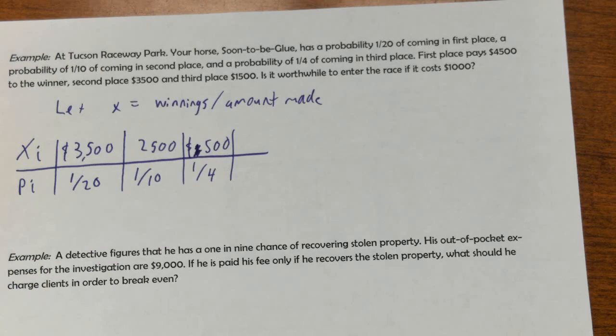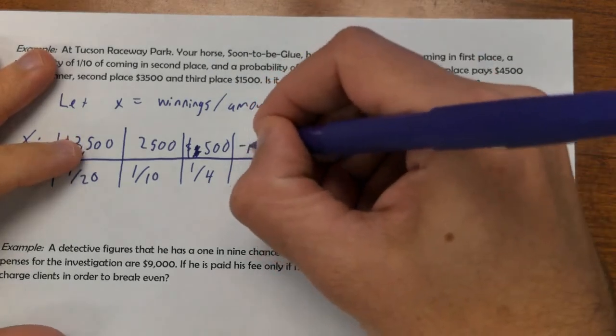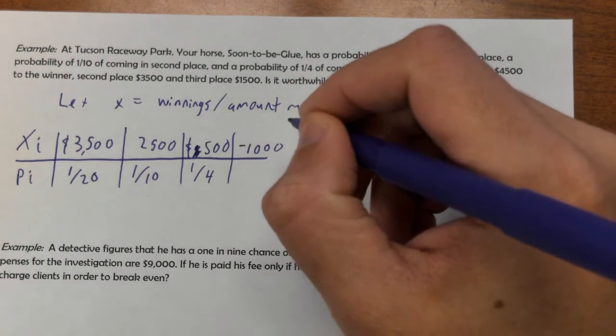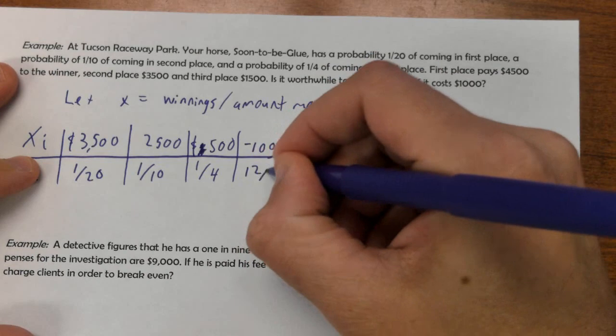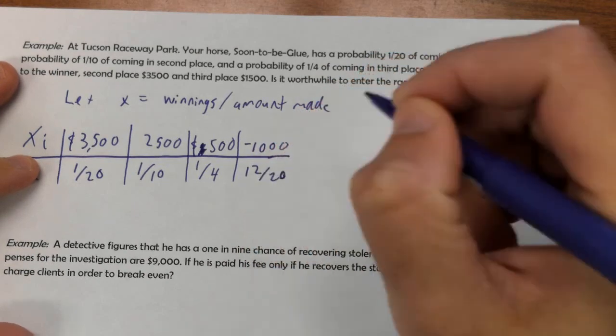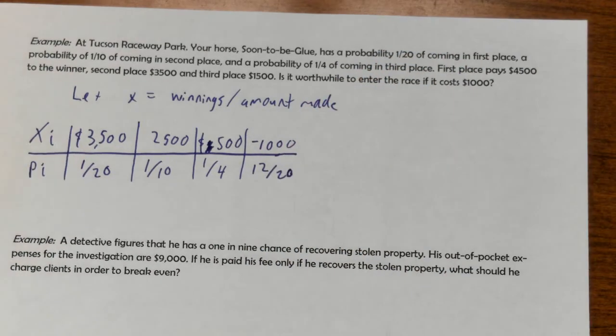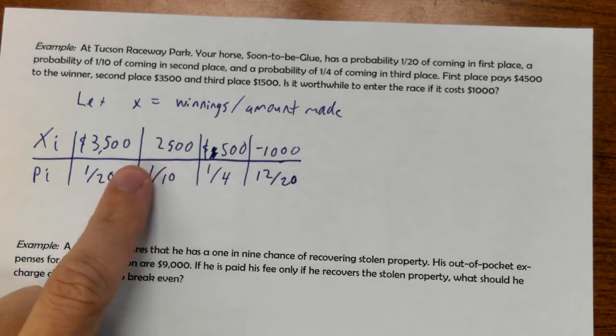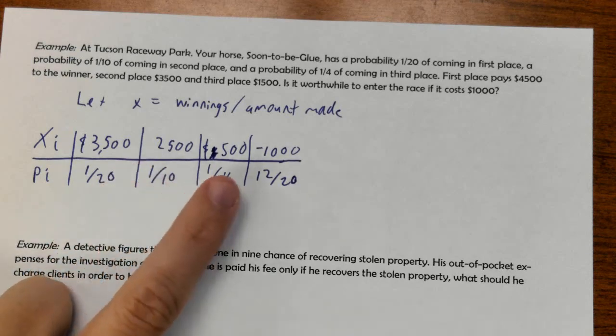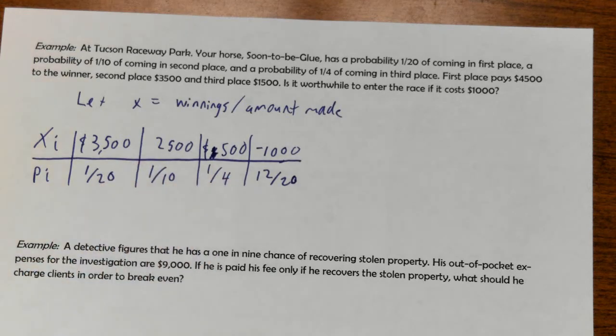So this is another scenario. As much as we don't want to say it, I could actually lose, or not come in first, second, or third, in which case I would lose my $1,000 entry fee. And there's a 12 in 20 chance of that happening. But look, these winnings are quite a lot. And while it's not super likely that those happen, they might happen, and 500 is pretty good too. So let's see if it's actually worthwhile. Let's find out, what do I expect to win if I enter this race on average?